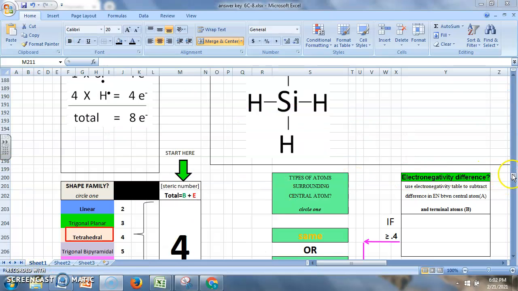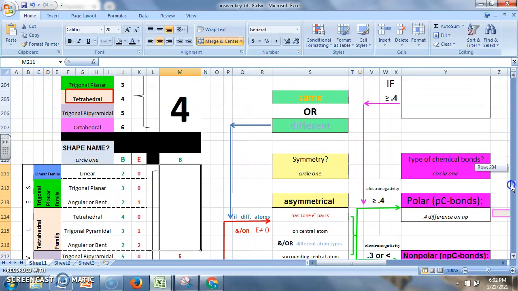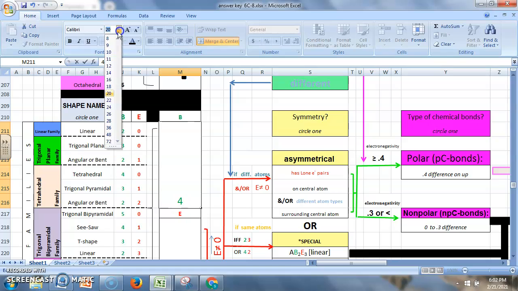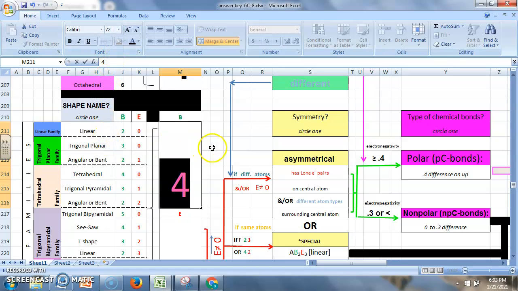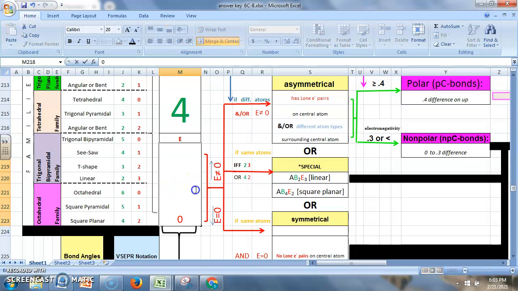To confirm that once again, we have 4 bonded atoms. B is bonded atoms. We have 4 bonded atoms, all hydrogens. So we can put a 4 right here in this column. And there were no lone pairs, so we can put a 0 in the lone pairs. So we are at a 4, 0. 4 for our B, 0 for our E. That is the tetrahedral molecule in the tetrahedral family. So we can circle tetrahedral.